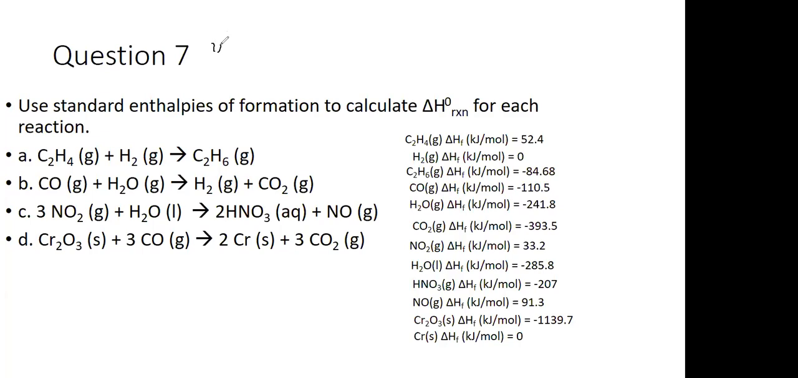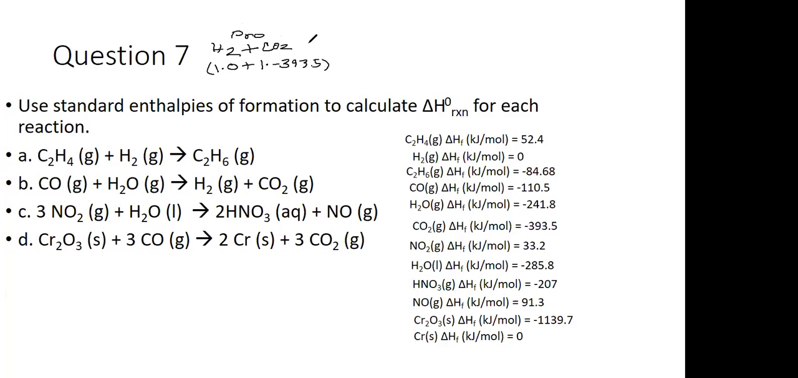Our first product is H2. We have 1 mole of that multiplied by formation, which is 0. We have another product, which is CO2, so plus 1 mole of CO2. Then our value of CO2 in the table is negative 393.5. So those are our products.